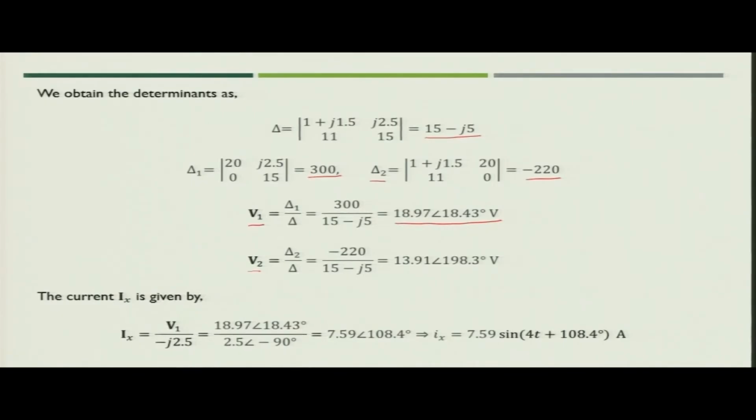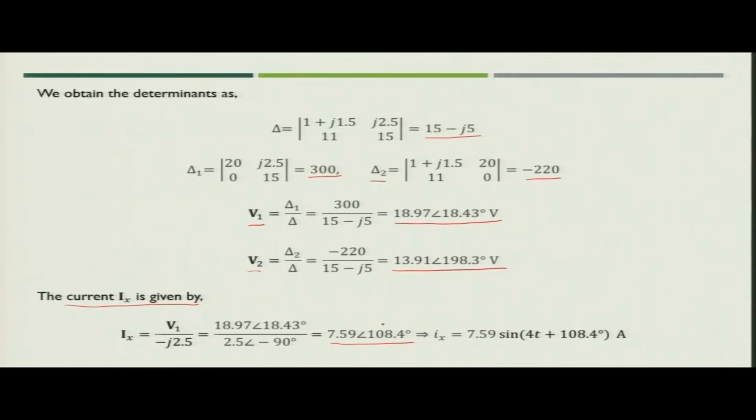Similarly, in case of V2, you will find out the value of V2 as delta 2 divided by delta, and when you simplify, you will get the value as 13.91 angle 198.3 degree volts. Now, the value of current Ix, we know that is equal to V1 upon minus j 2.5. So, we will put the value of V1 in the expression and simplify, we get the value of Ix as 7.59 angle 108.4 degree.